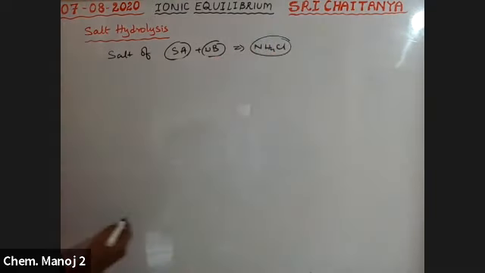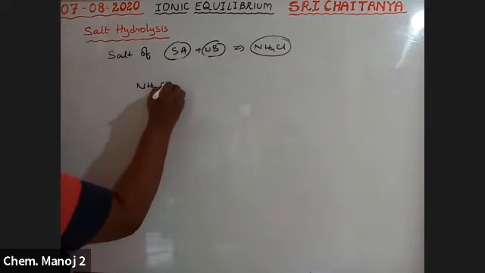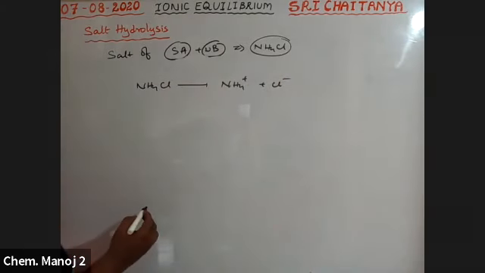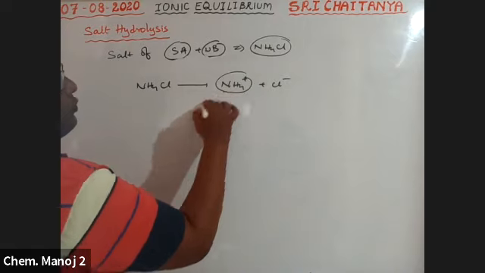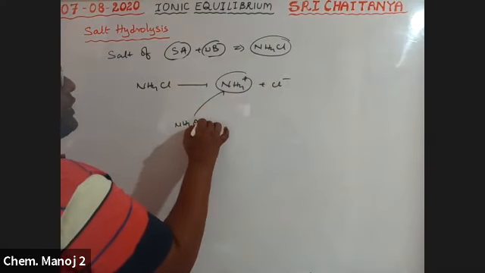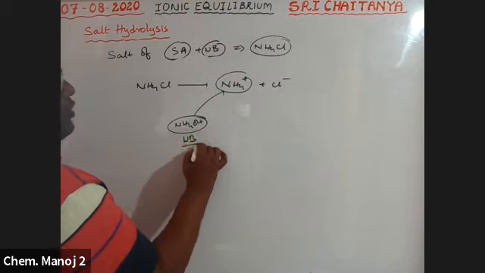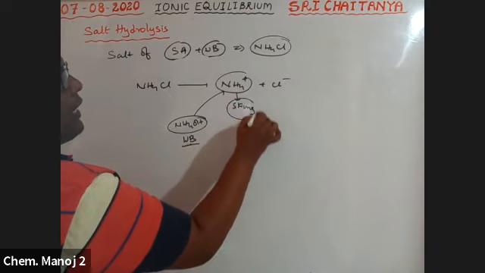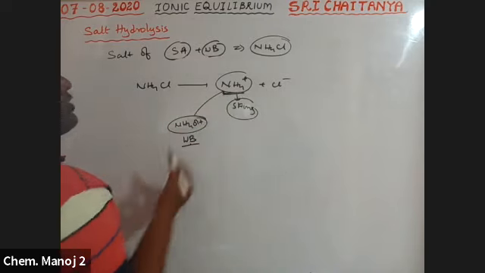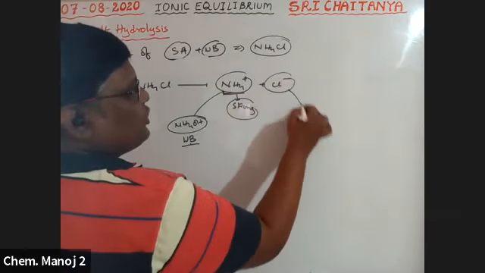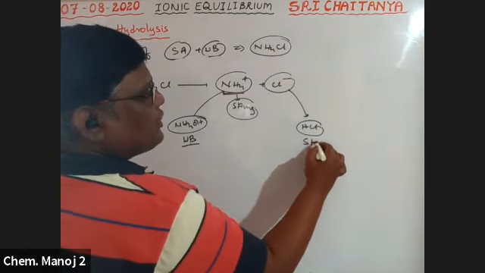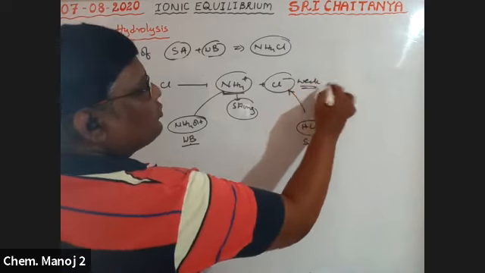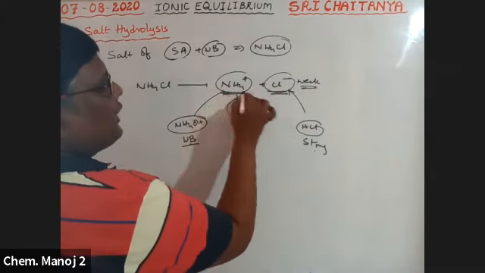Now, this NH4Cl, when dissolved in water, breaks down into NH4 plus ion and Cl minus ion. This NH4 plus ion comes from NH4OH, which is a weak base. Because it is an ion from a weak base, NH4 plus ion is strong. This Cl minus comes from HCl, which is a strong acid. Because the acid is strong, this Cl minus ion is weak. Therefore, the anion is weak and the cation is strong.